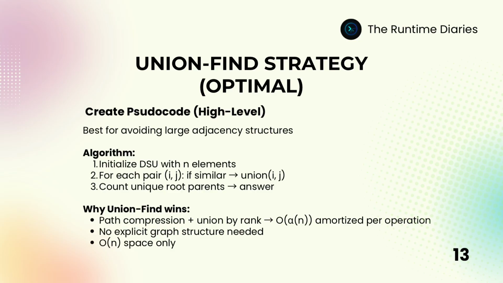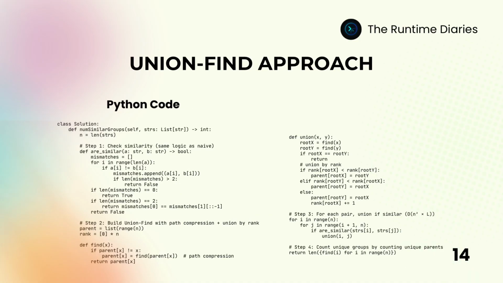Second, union by rank. When you union two groups, you attach the smaller tree to the larger tree, keeping the overall structure shallow. These operations mean each union or find operation takes O alpha of n time, where alpha is the inverse Ackermann function. For all practical purposes, alpha of n is a tiny constant, like 4 or 5, even for enormous values of n.